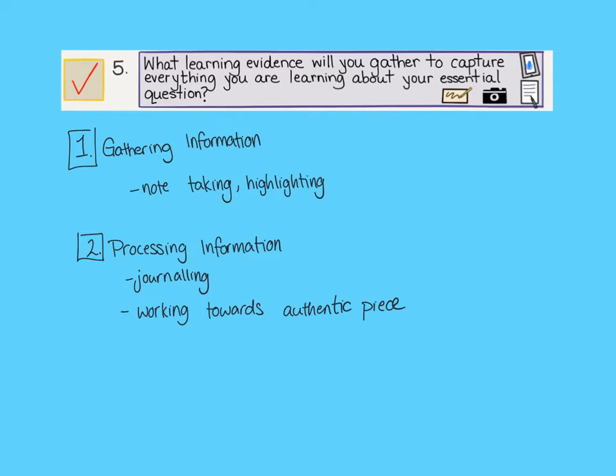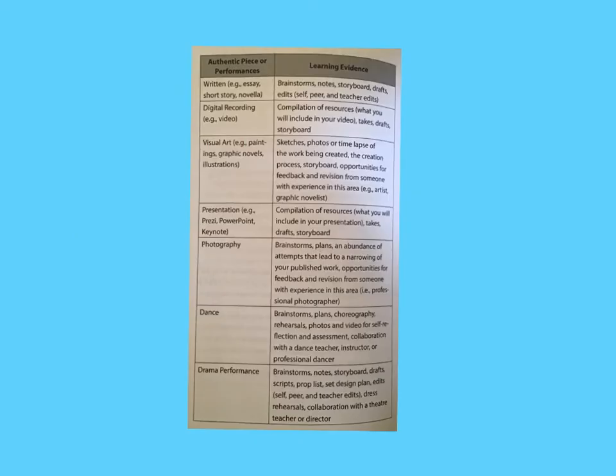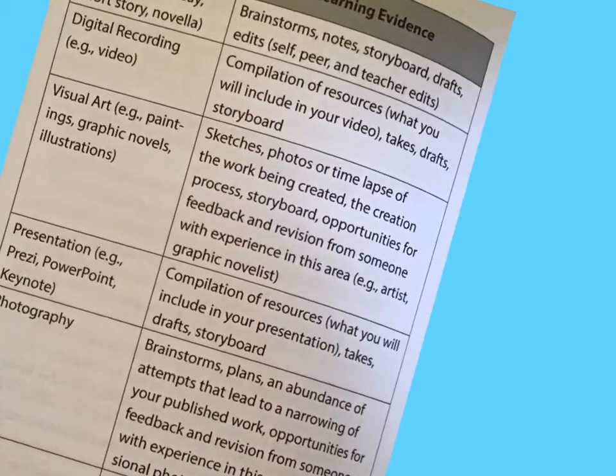So it could be that you're journaling after you've taken your notes to go, okay, this is what I'm still wondering about, this is what I find interesting, and you're actually processing it. Or it could be different evidence of you working towards your authentic piece. It could be those building blocks to finally get there. Your learning evidence can also be connected to what type of authentic piece or performance you have chosen.